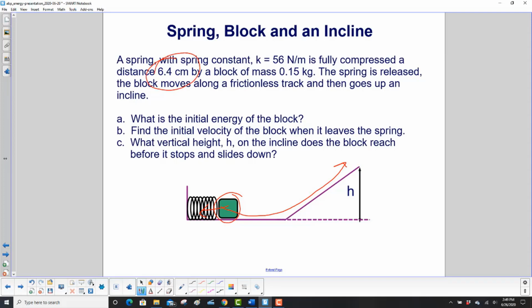What is the initial energy of the block? Find the initial velocity of the block when it leaves the spring. And what vertical height on the incline does the block reach before it stops and slides down?